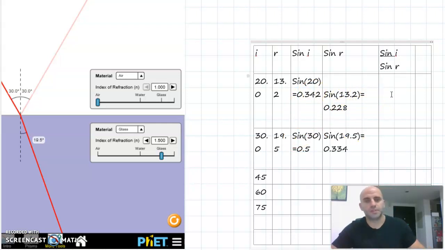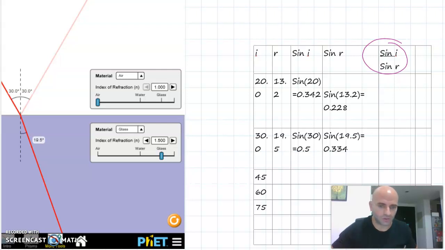Now what I'm going to do, and I'll switch to a pen so you can see what I'm doing, is take the ratio of the sine of the angle of incidence divided by the sine of the angle of refraction for each set of values. Now obviously you are going to complete this with as many data points as you can. I'm just going to work with these for the purpose of demonstration. So I have 0.342, that's the sine of the angle of incidence. I'll divide that by 0.228.